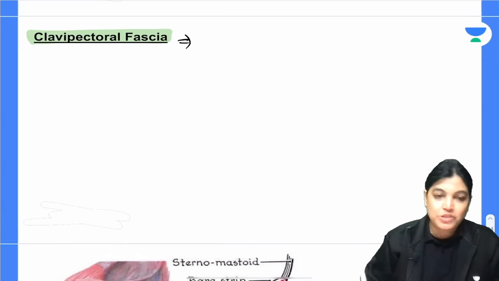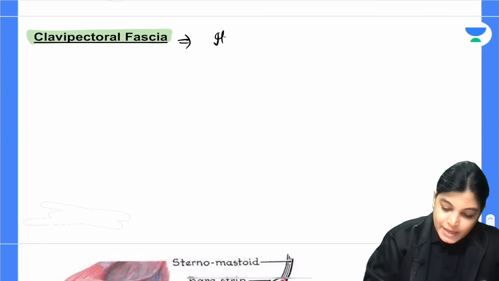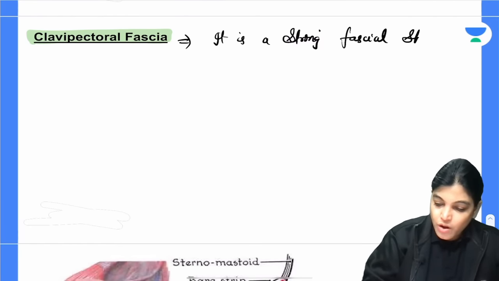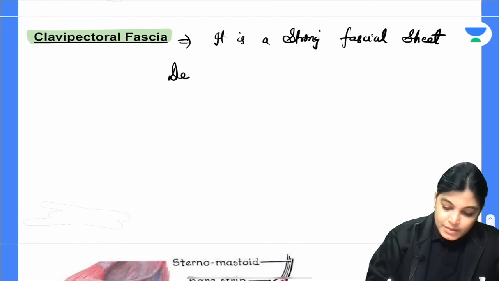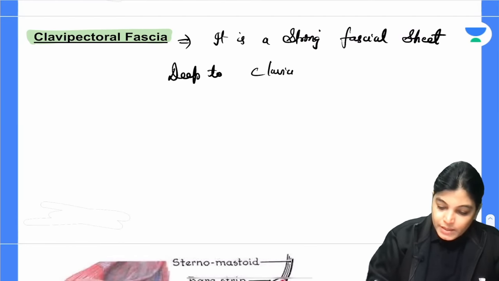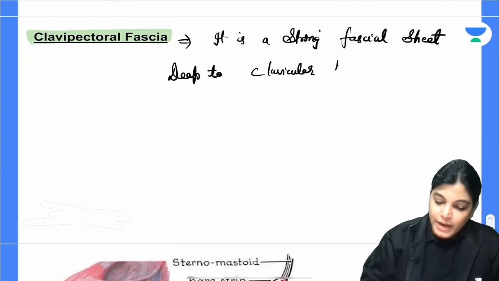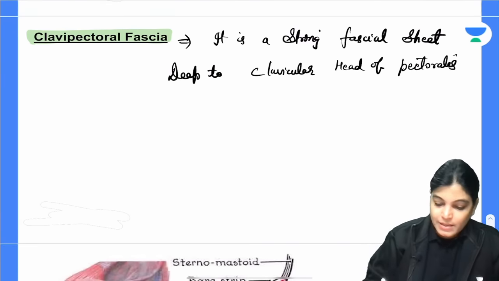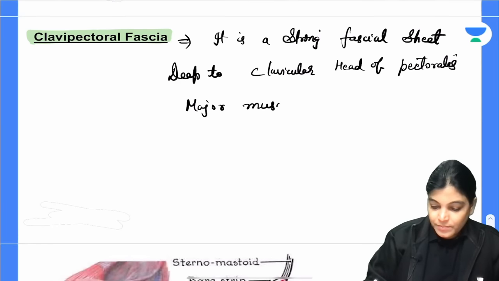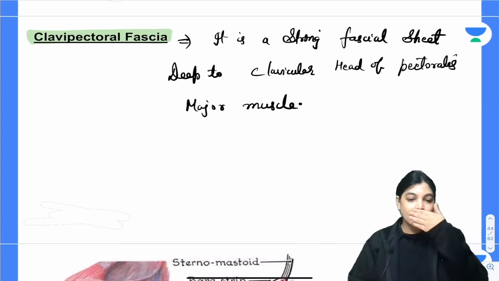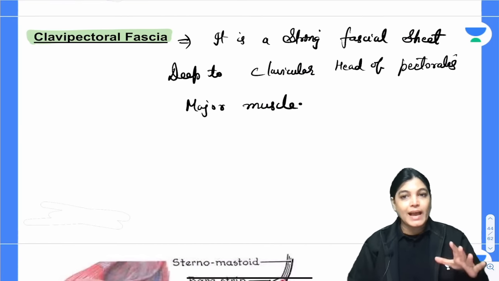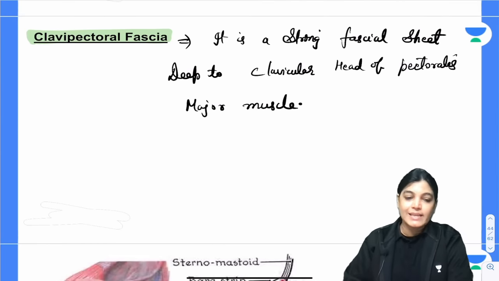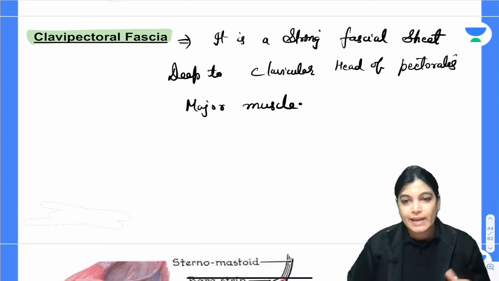So please write down the definition of clavipectoral fascia. It is a strong fascial sheet deep to clavicular head of pectoralis major muscle, filling the gap between the clavicle and pectoralis minor muscle. The important thing is to understand the extent, and then we will also see the structures piercing clavipectoral fascia.